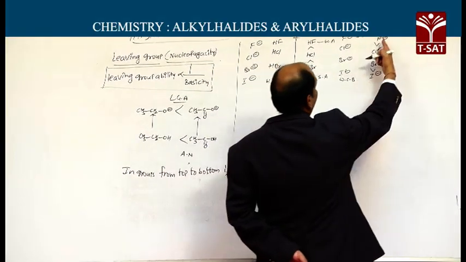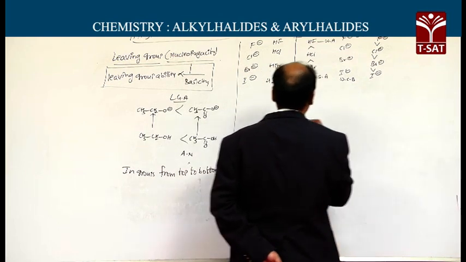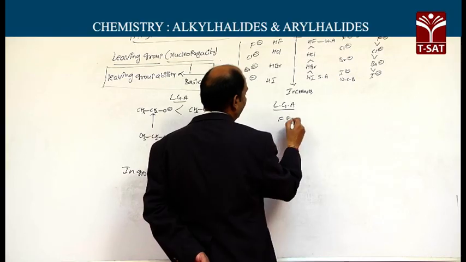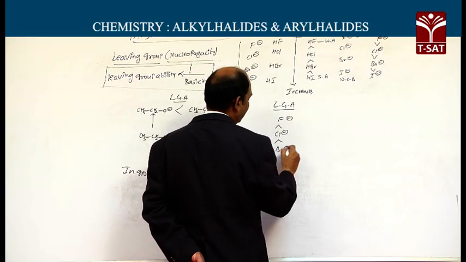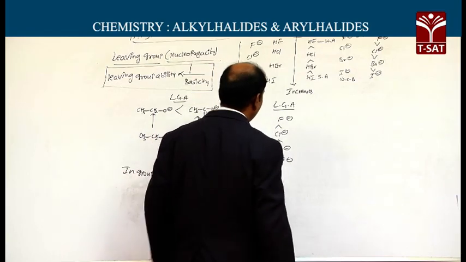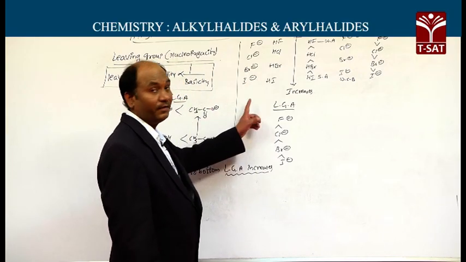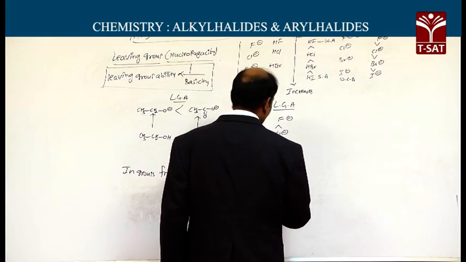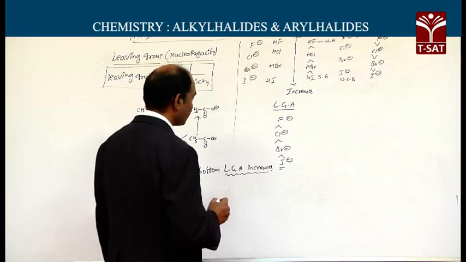Next, this is basicity, and a weak base acts as a good leaving group. Therefore, leaving group ability: F minus is less than Cl minus is less than Br minus is less than I minus. Leaving group ability from top to bottom increases. I minus is a good leaving group, F minus is a poor leaving group.